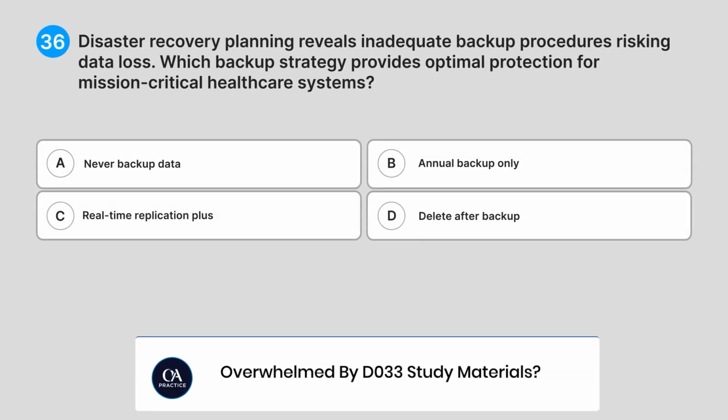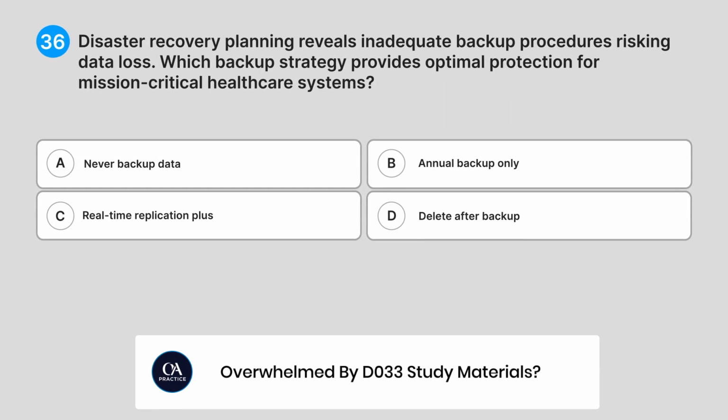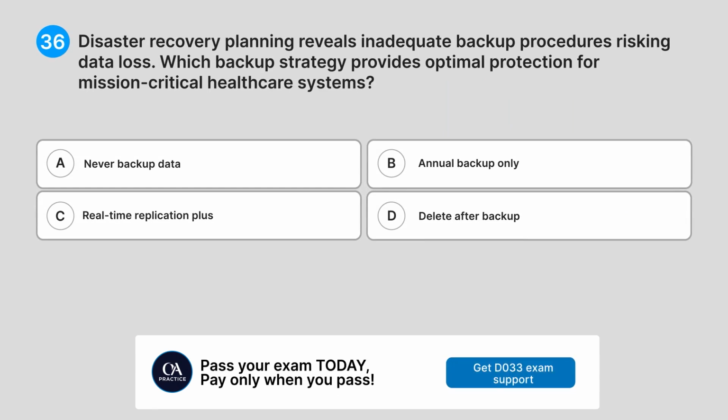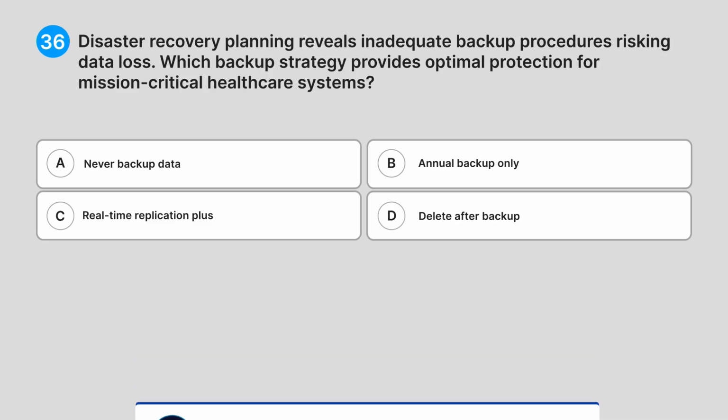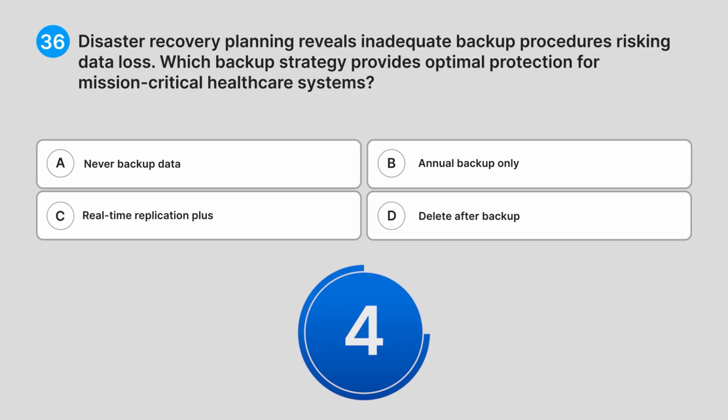36. Disaster recovery planning reveals inadequate backup procedures risking data loss. Which backup strategy provides optimal protection for mission-critical healthcare systems? A. Never backup data. B. Annual backup only. C. Real-time replication plus. D. Delete after backup. Do you know the answer?